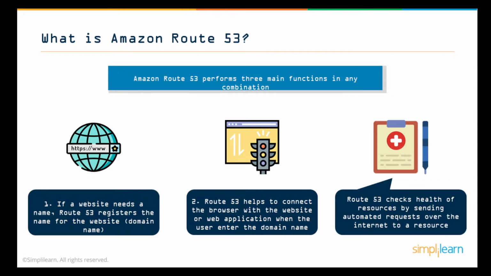Route 53 checks the health of the resources by sending automated requests over the internet to a resource. So that is also one of the important features of the Route 53. It does the internal health check of your website, your application running on multiple servers as well, and there are different types of routing policies that you can specify so that you can cater to the traffic coming from various different locations across the globe efficiently.